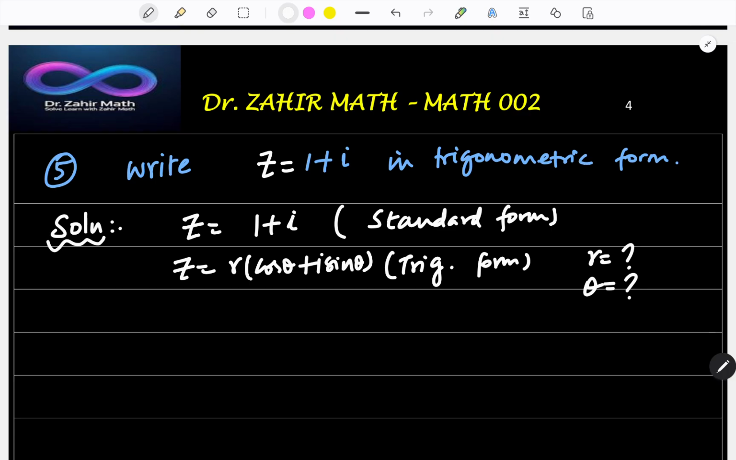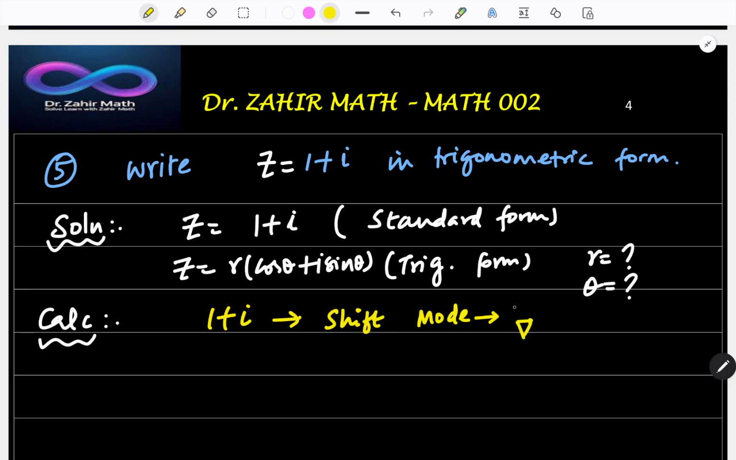Already in the calculator, we are on the same screen. So take your calculator, everybody, and then type 1 plus I. You type it. And then you go with shift mode, and then down arrow. This arrow is called the down arrow, out of the 4 arrows. Press this one, okay, right. So press the down arrow and then press number 3.